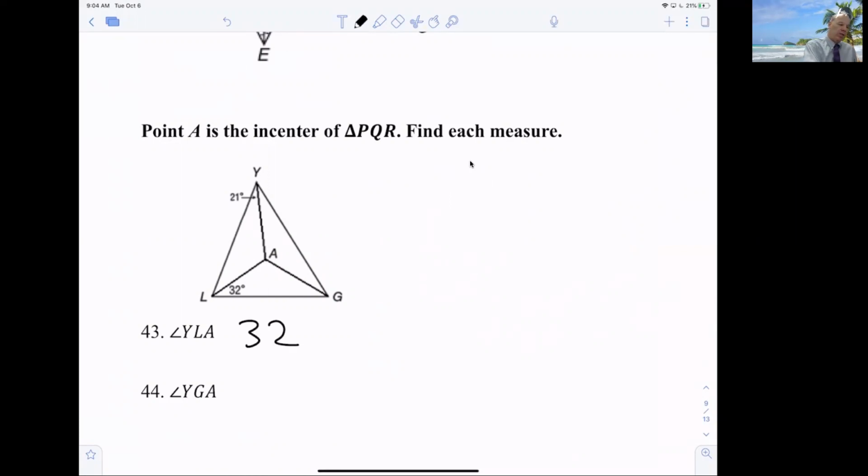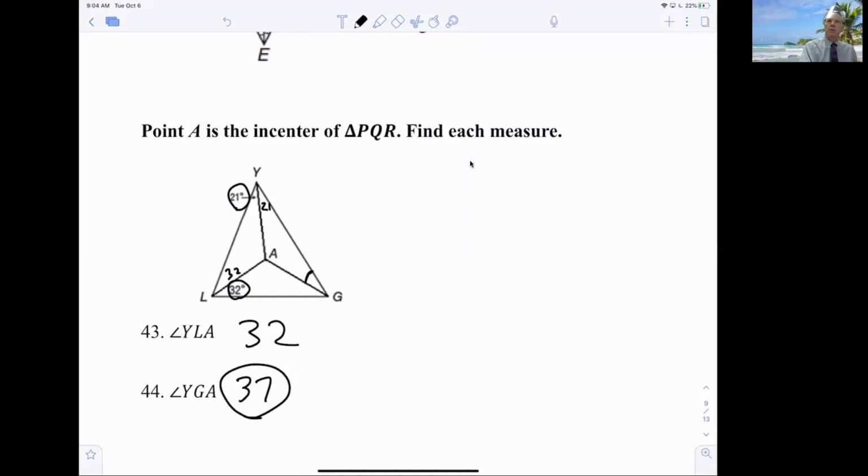Wait a minute. YGA is this angle, correct? So now this is 21. This is 32, right? So you can add those up and subtract from 180, or you can add these two up and subtract from 90. 53, did you say 37? I think I'm right. 37? Yeah, that's right. 37, thank you.